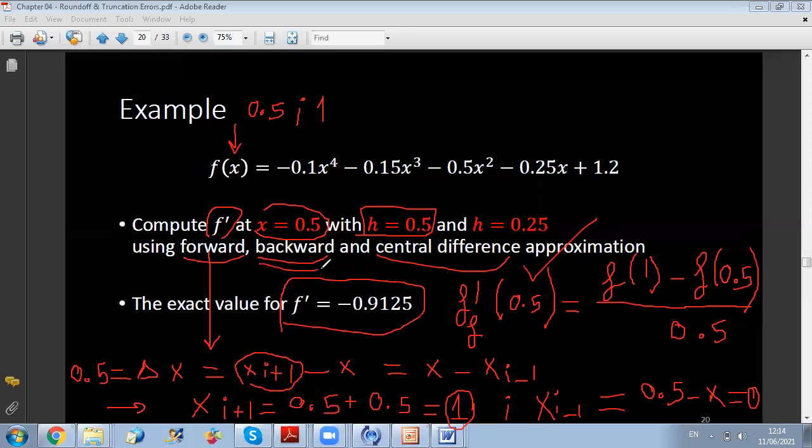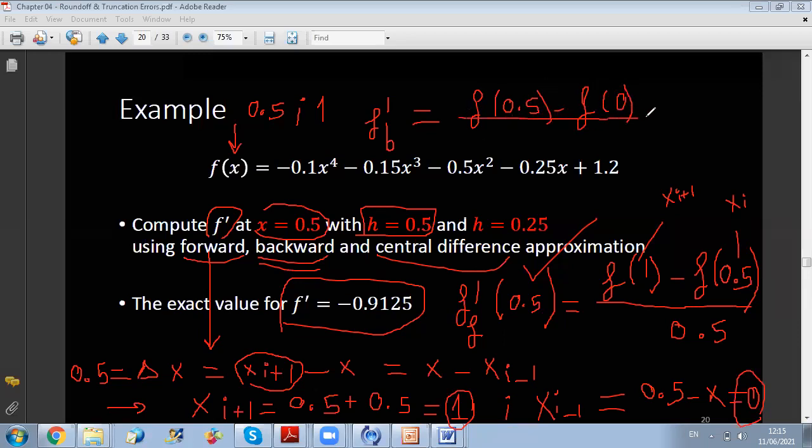Now, if I want to use the backward scheme, f prime backward, instead of using points x_{i+1} and x_i, I will use x_i and x_{i-1}, and x_{i-1} is 0. So the expression for f prime backward will be equal to f at 0.5 minus f at 0 over 0.5. And now I can get a new expression for f prime. It will be different, so it will not be the same value. And we can see which one is more accurate by calculating the error.